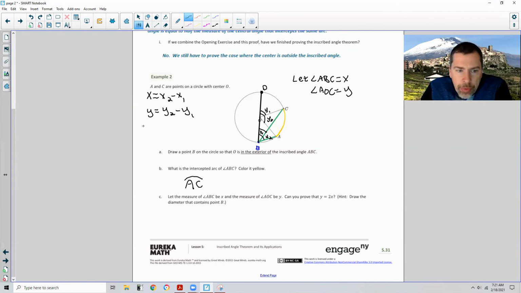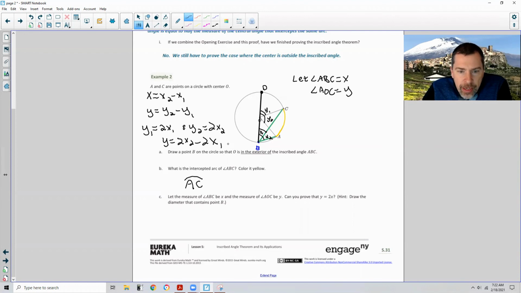Okay, by the opening exercise, Y sub 1 equals 2X sub 1. And Y sub 2 equals 2X sub 2. So if Y sub 1 is this and Y sub 2 is this, then I can find Y. Therefore Y is going to equal Y sub 2, or 2X sub 2, minus Y sub 1, which is 2X sub 1. And therefore that is going to give me X sub 2 minus X sub 1.